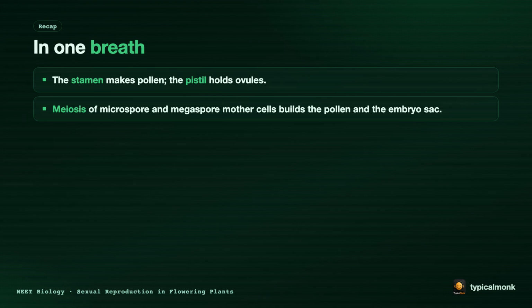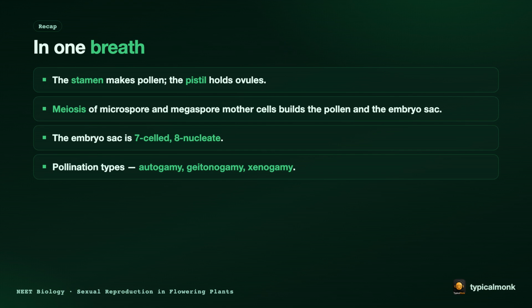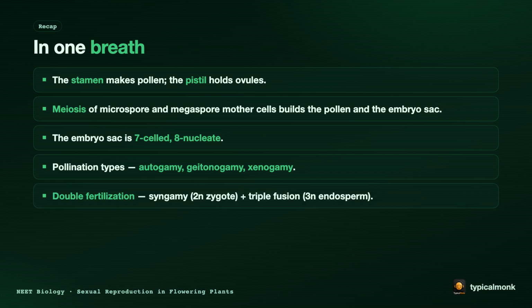Let's gather it all in one breath. The stamen makes pollen. The pistil holds the ovules. The meiosis of the microspore and megaspore mother cells builds the pollen and the embryo sac. The embryo sac is 7-celled, 8-nucleate. Pollination types: autogamy, geitonogamy, and xenogamy. Double fertilization, syngamy gives the diploid zygote, and triple fusion gives the triploid endosperm.